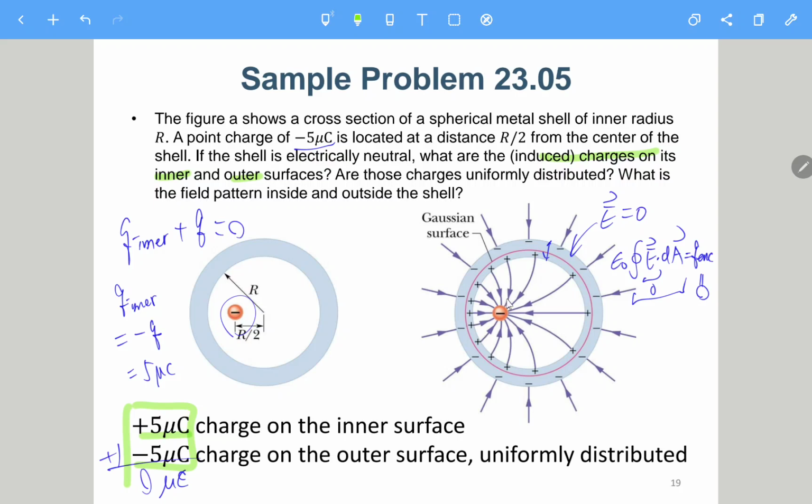This is not really trivial, but for the outer surface it is uniformly distributed. As it is drawn here, you can see the negative signs are equally distributed on the outer surface. But for the inner part, it is not the case. You can see these positive charges are closer to the left part. This part is slightly denser, and those parts are slightly sparse.